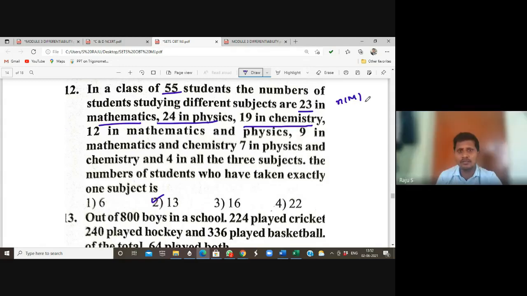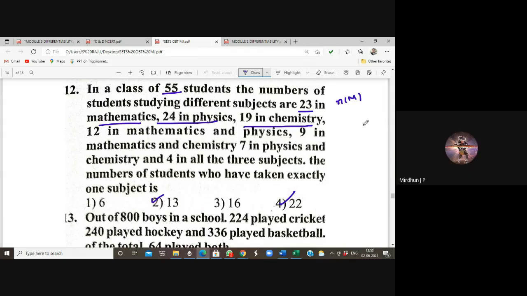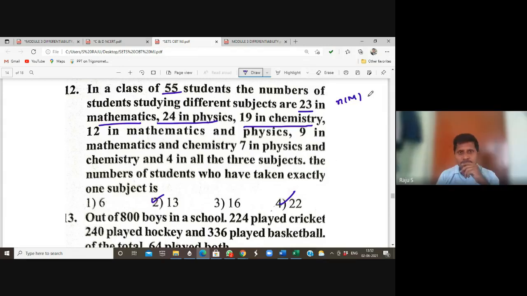Someone is saying the fourth option, someone is saying the second option. Which is right? Sir, 22 only is right. 22 only. So n of m is given. How can you find this value? What is the question actually?